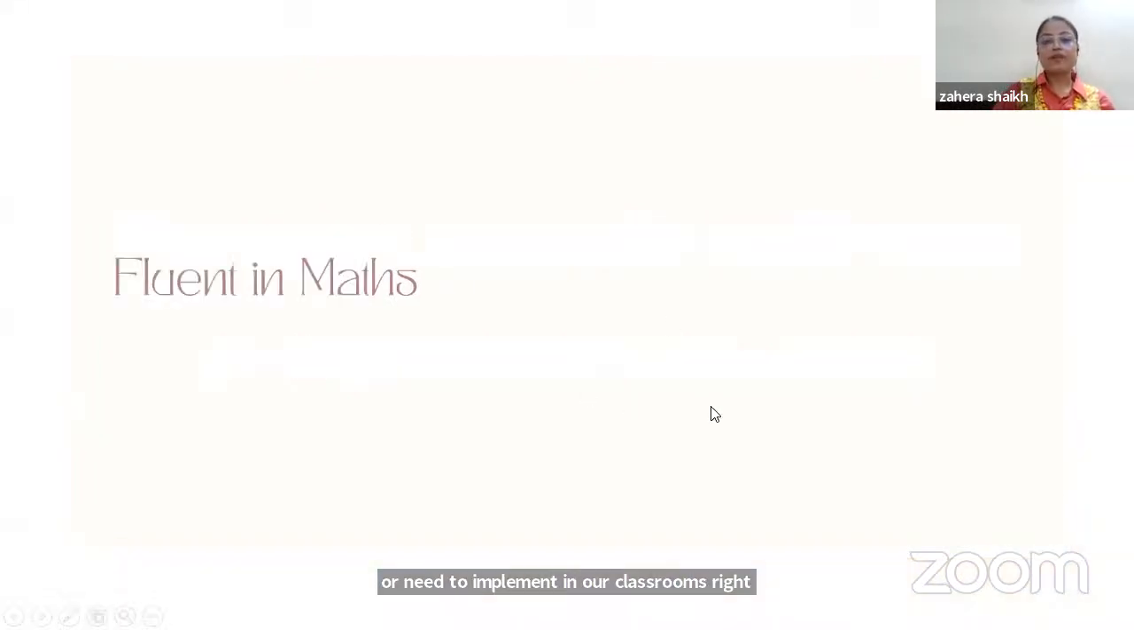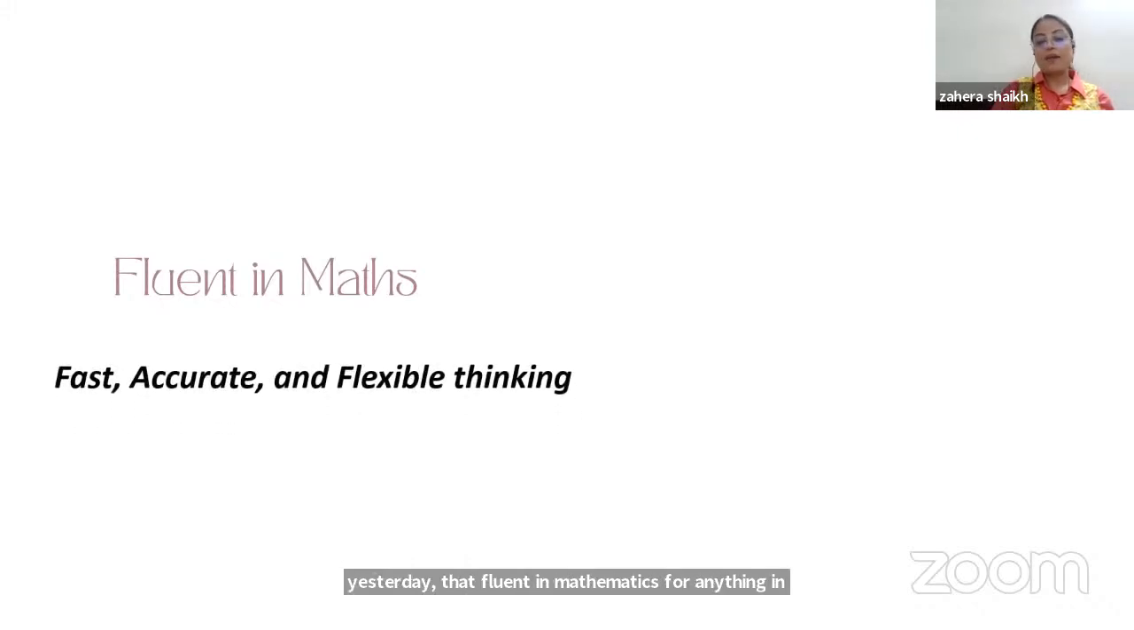Let me recapitulate what we learned yesterday: being fluent in mathematics, or anything in life, is nothing but being fast, being accurate, and having flexible thinking. But what exactly do I need to do in my classroom or surroundings to develop mathematical understanding, or mathematicians, among these budding learners? What is the formula to help our learners develop flexible thinking?